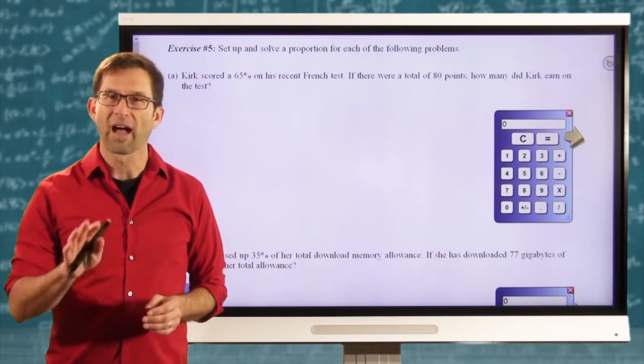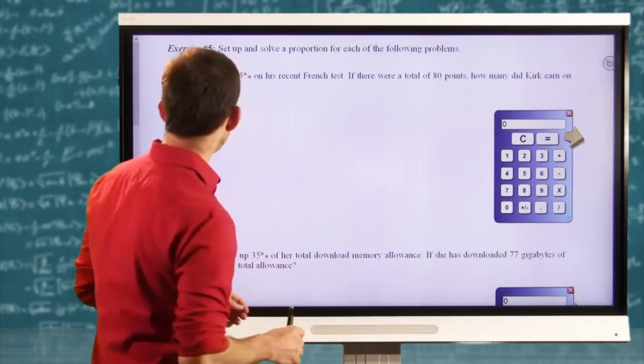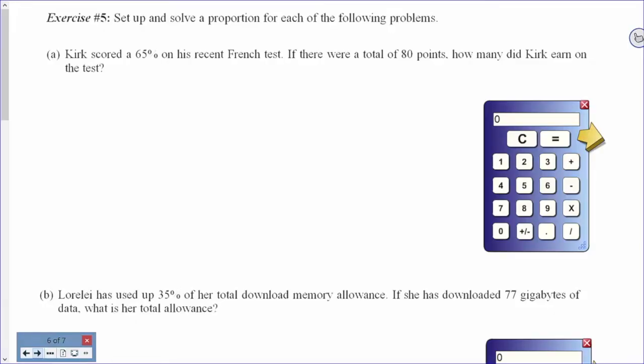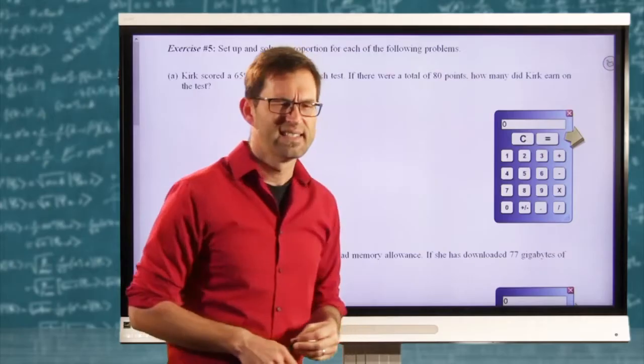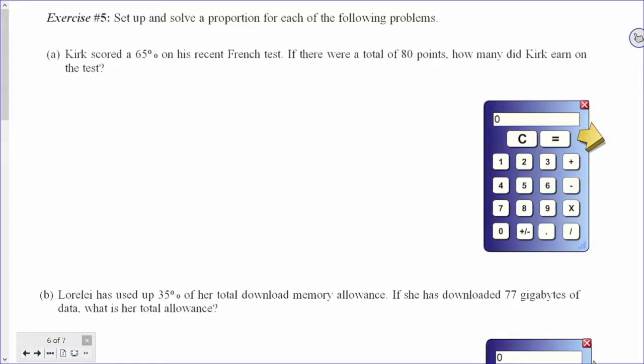All right, we're back. Let's go through them. Exercise number 5, set up and solve a proportion for each of the following problems. Letter A, Kirk. Kirk scored a 65 on his recent French test. I was never very good at French. Kirk scored a 65% on his recent French test. If there were a total of 80 points, how many did Kirk earn on the test?